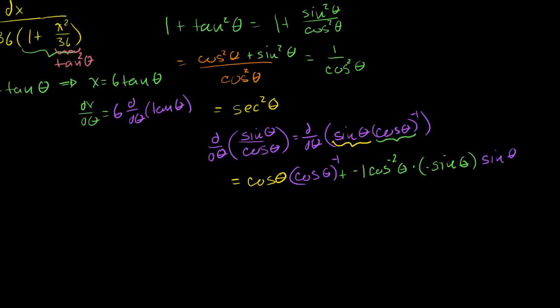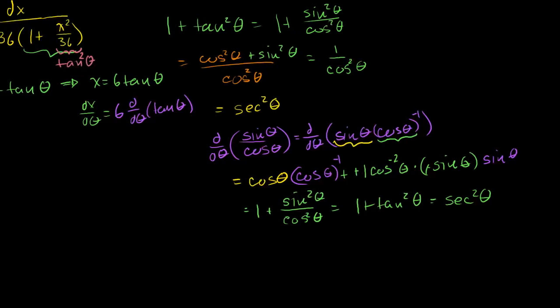So what does this equal? These cosine of theta divided by cosine of theta, that is equal to 1. And then I have a minus 1, and then I have a minus sine of theta, so that's plus, plus. And what do I have? I have sine of theta times sine of theta over cosine squared. So plus sine squared of theta over cosine squared of theta, which is equal to 1 plus tangent squared of theta. Well, what's 1 plus tangent squared of theta? I just showed you that. That's equal to secant squared of theta. So the derivative of tangent of theta is equal to secant squared of theta.